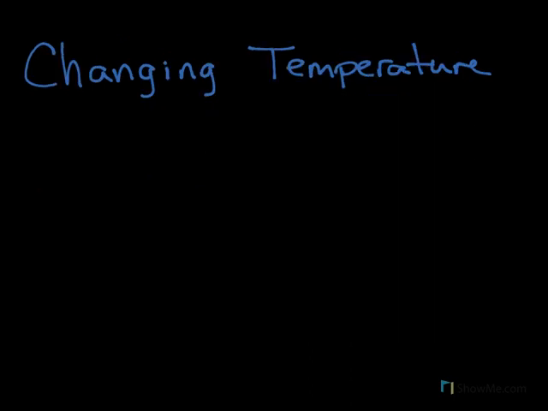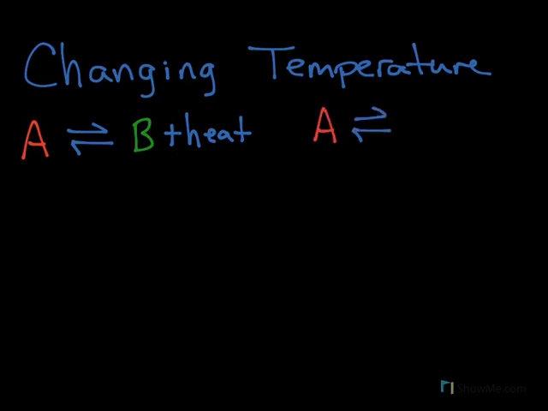Well, then the last way that we can stress a reaction is with changing the temperature. In order to help us think about this a little bit better, though, I want to write out something a little bit differently than maybe you've seen it, or maybe this is the way you've seen it. I don't know. A is reversible to make B, but heat is also a product. Or, let me undo that. A plus heat is reversible to make B.